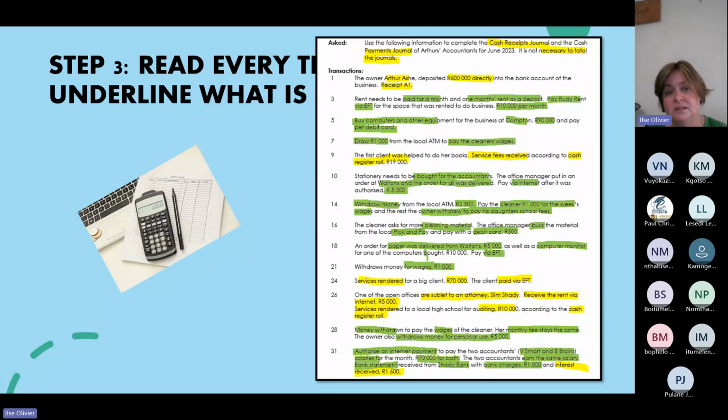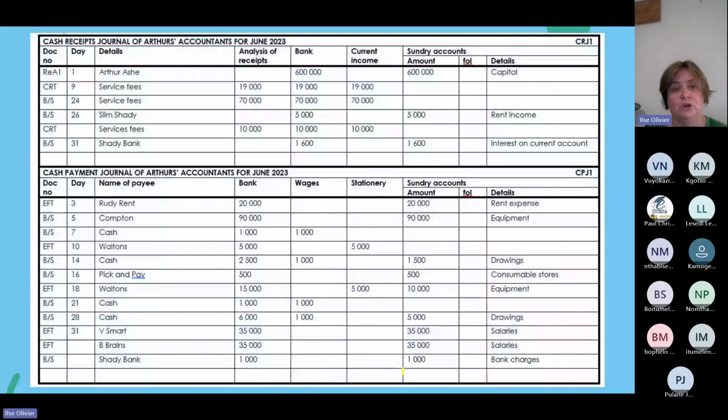So now, what is the final product? It would look like this. Now, let's focus on a few very important things. The first thing here, they said they issued receipt REA1. That is why it's there. Why is it not in analysis of receipts? It is because the money was deposited directly into the bank account.